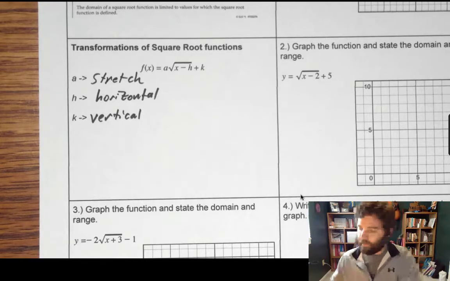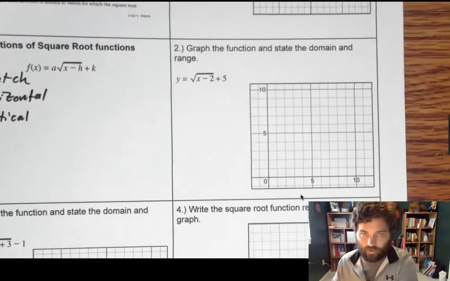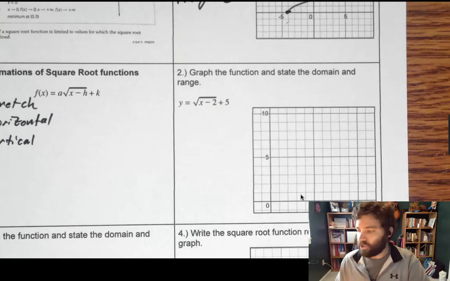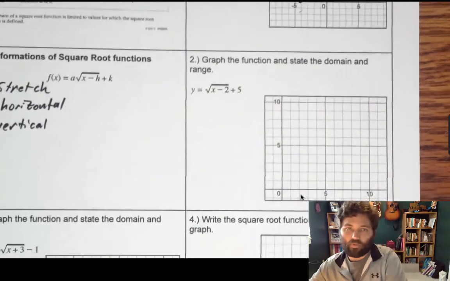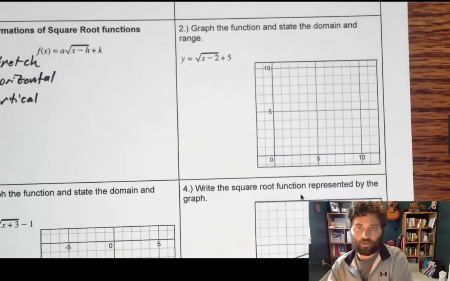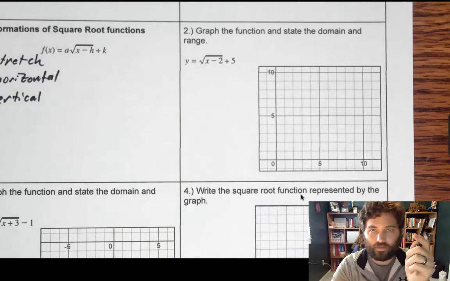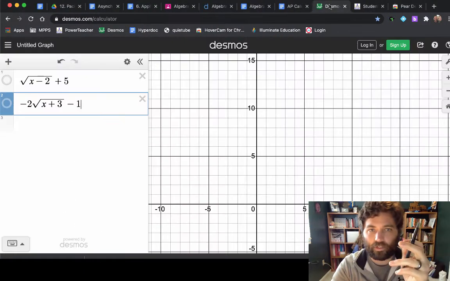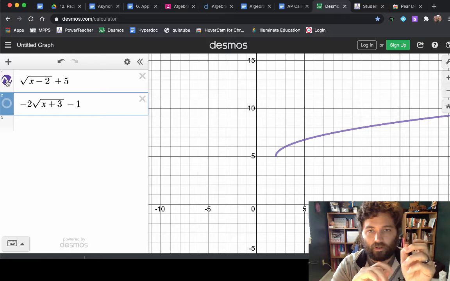Sorry about that. All right, so let's look at an example here. Graph the function and state the domain and range. And so we are going to take a look at the graph. I put it in Desmos already, so let's go check that out. Should be right here. Okay, so you can see the graph in purple.